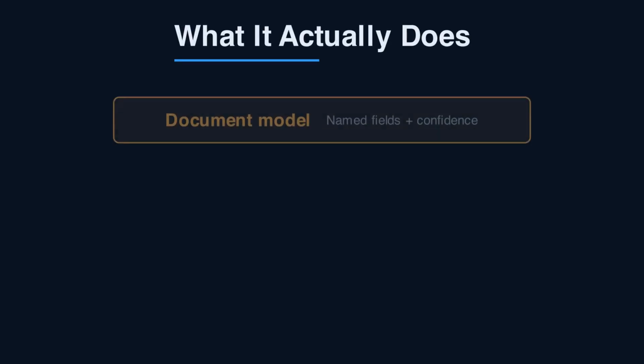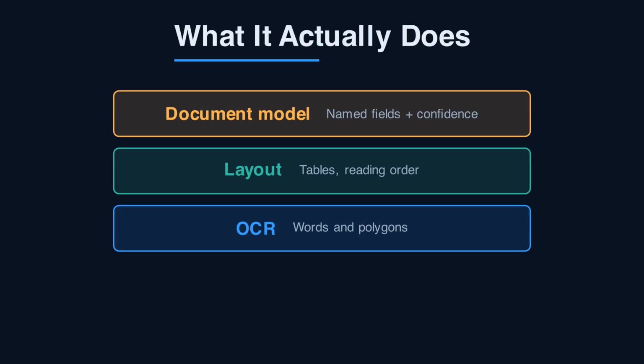Under the hood, there are 3 layers stacked on top of each other. At the bottom is OCR, which finds words and their bounding polygons on the page. On top of that sits layout analysis, which reconstructs reading order, detects tables, selection marks, and paragraphs. The top layer is the document model, which maps those layout elements to named fields with a schema.